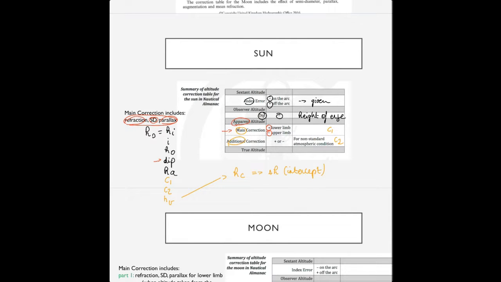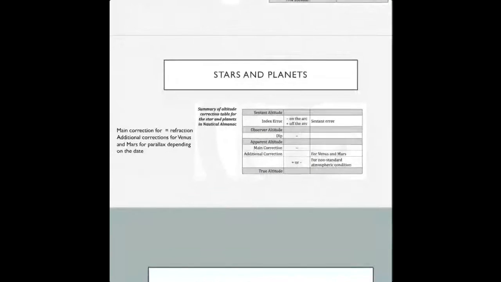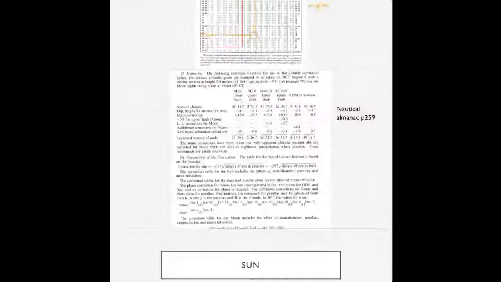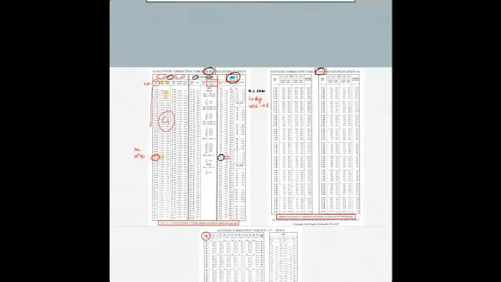Then for the stars, this is basically the same principle. Again, you have your sextant height, you apply the index error, this gives the observed altitude, then you apply the dip, which gives you the apparent altitude, and then again the main correction, which you can call C1, and the additional correction for non-standard atmospherical conditions. Okay, no, it's not that one, it's this one here, excuse me, the main correction and the correction for non-standard atmospherical conditions.